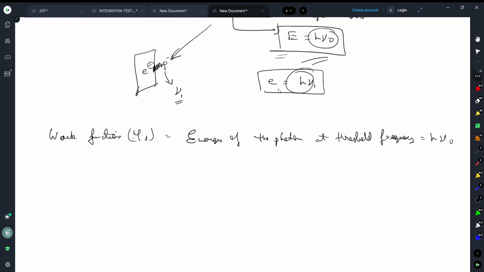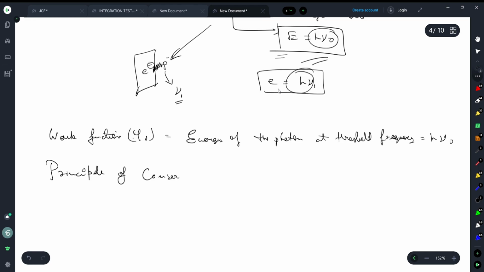Got it? Now comes Einstein's photoelectric equation. Now we know the concept of total energy, the principle of conservation of energy.